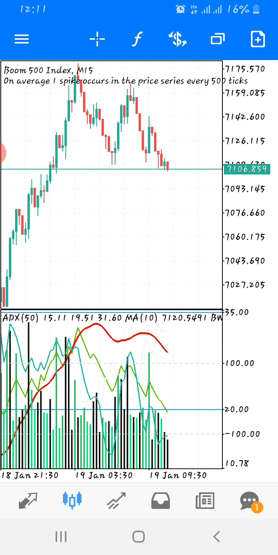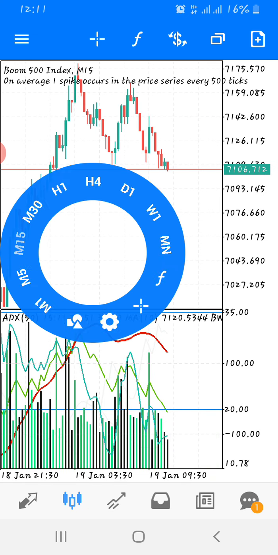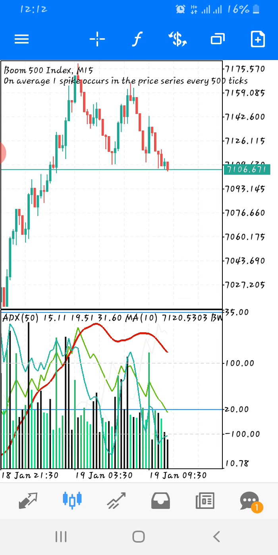This is the same strategy for crash and boom and catching spikes. So many people are asking me questions that the strategy automatically stopped working for them, so I'm trying to make you understand more about it. This is what you need to know about the strategy. I believe we all know how to set it, but let me just quickly go around that.